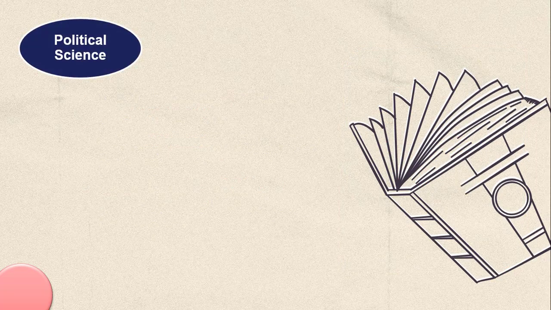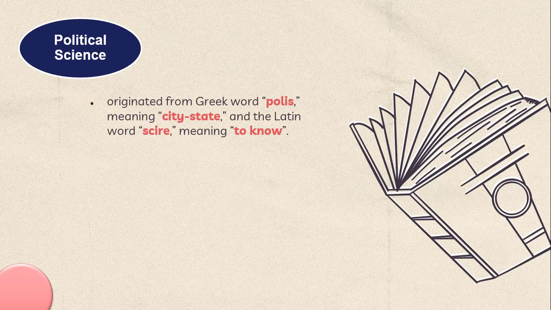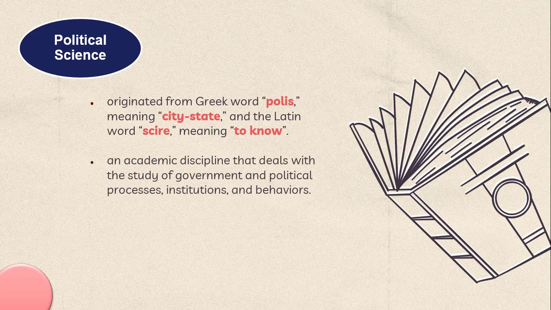Political science. It is etymologically defined as the science of city-state, which originated from the Greek word polis, meaning city-state, and the Latin word scire, meaning to know. Political science is an academic discipline that deals with the study of government and political processes, institutions, and behaviors.